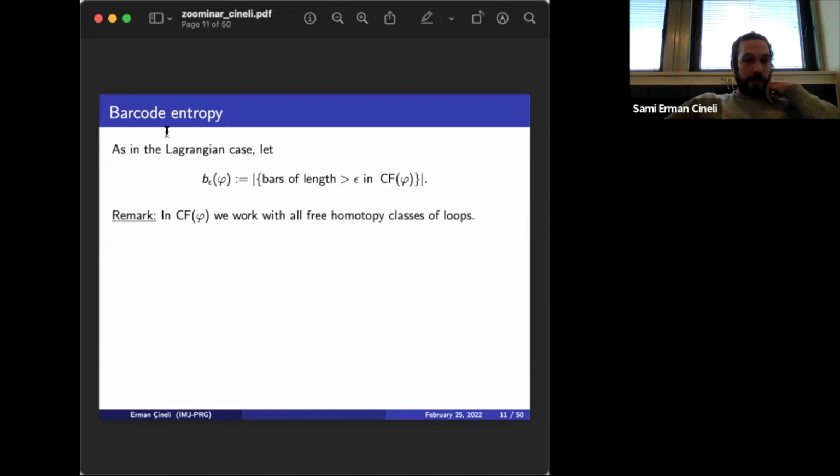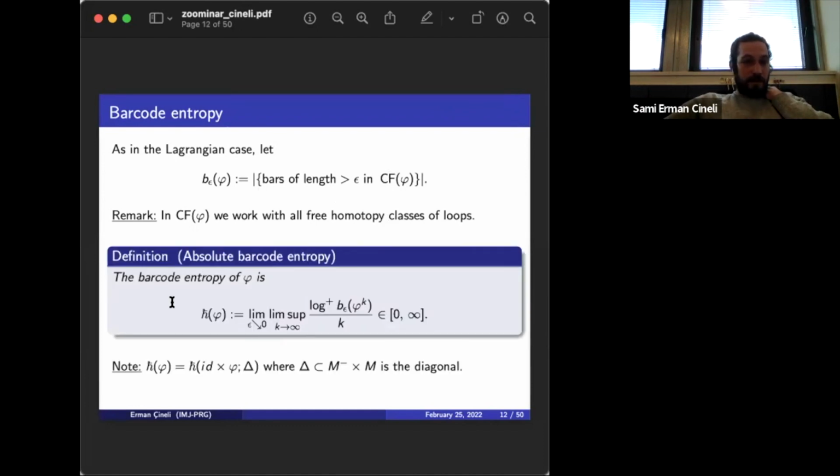Now the second version of barcode entropy, as in the Lagrangian case. This time set B epsilon of phi to be equal to the number of bars of length greater than epsilon in the barcode of the Hamiltonian Floer complex of phi. So remark, this is important for our results. Like in this work, we work with all free homotopy classes of loops, meaning that this complex is generated by all fixed points of phi, not just contractible orbits of the flow.